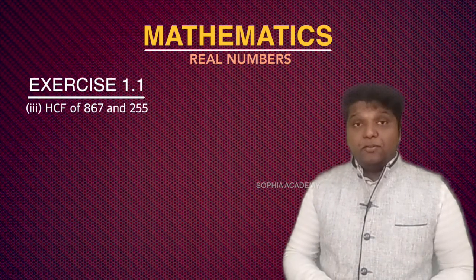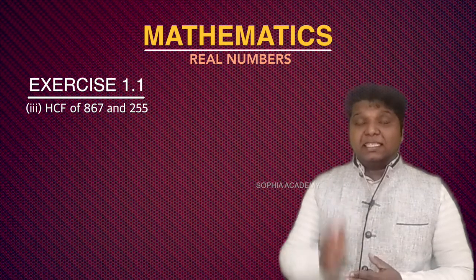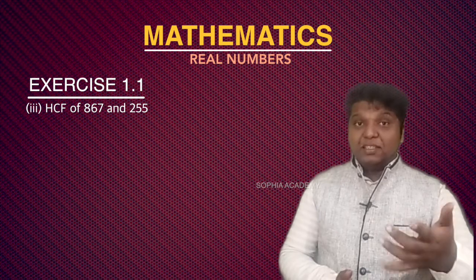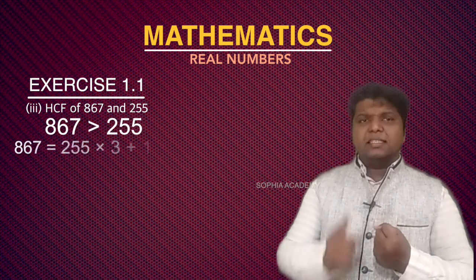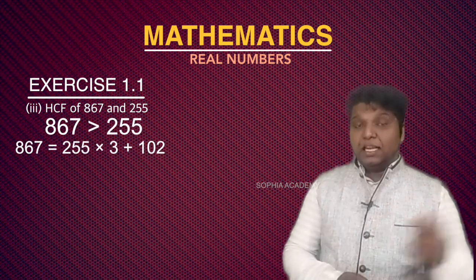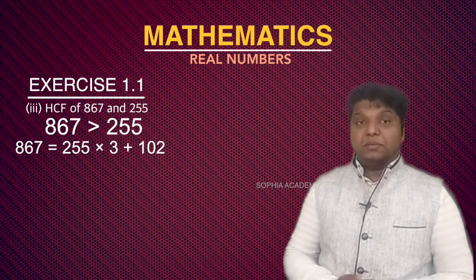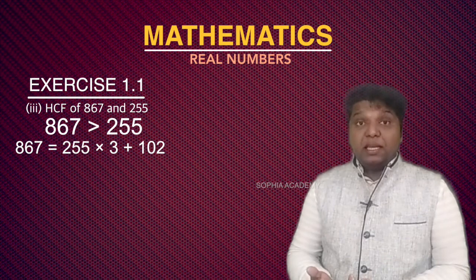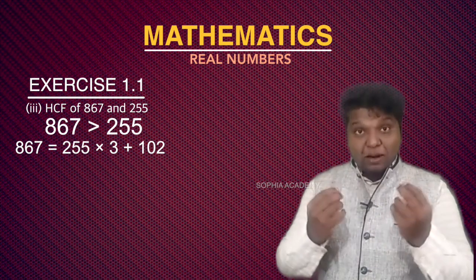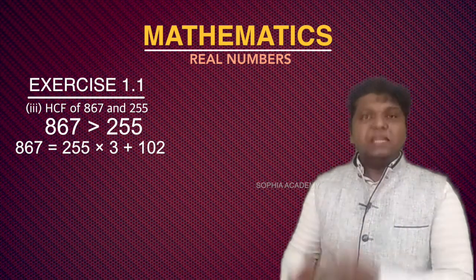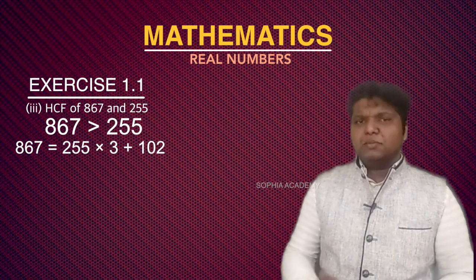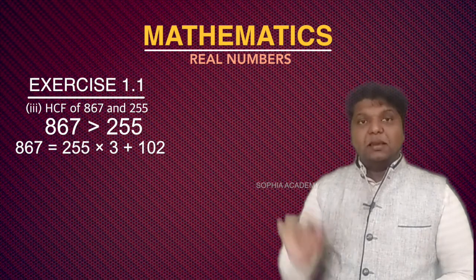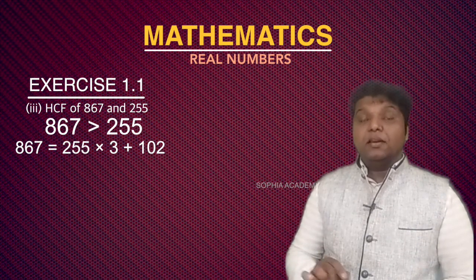Find the HCF of 867 and 255. Same method, right? Choose the bigger number. 867 is equal to, tell me, in 255 how many times does it come? If you don't know, you can just divide on the side. There is no need to memorize these big numbers. It's not possible at all. You just divide on the side and understand how many times it comes. 3 times.